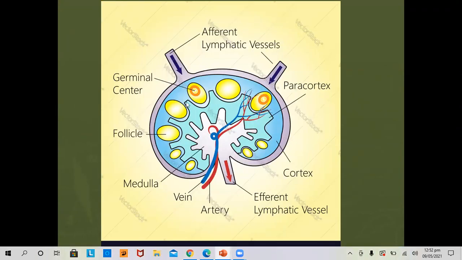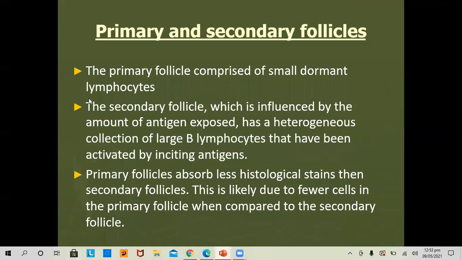This is another diagram of a lymph node with afferent and efferent lymphatic channels and two types of follicles, the primary follicles and the secondary follicles. Primary follicles do not have the germinal center, and secondary follicles have the germinal centers. The primary follicles comprise mostly small dormant lymphocytes, while the secondary follicles, which are influenced by the amount of antigen exposed, have a heterogeneous collection of large B lymphocytes that have been activated by the inciting antigens. So the primary follicles absorb less histological stain than the secondary follicles. This is likely due to fewer cells in primary follicles compared to secondary follicles.